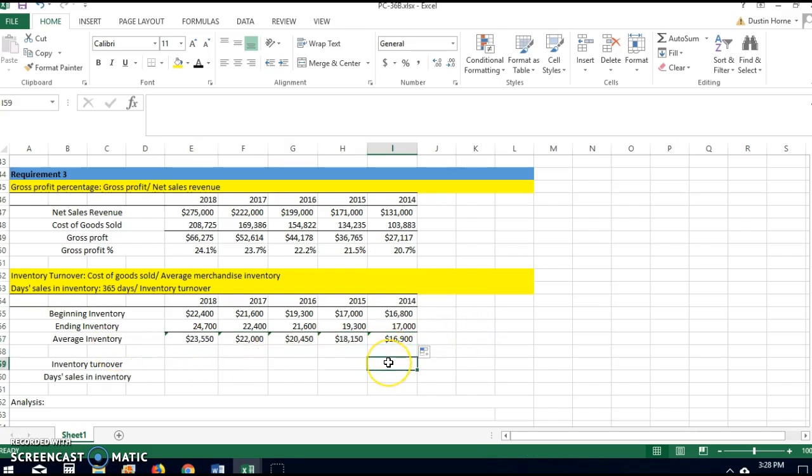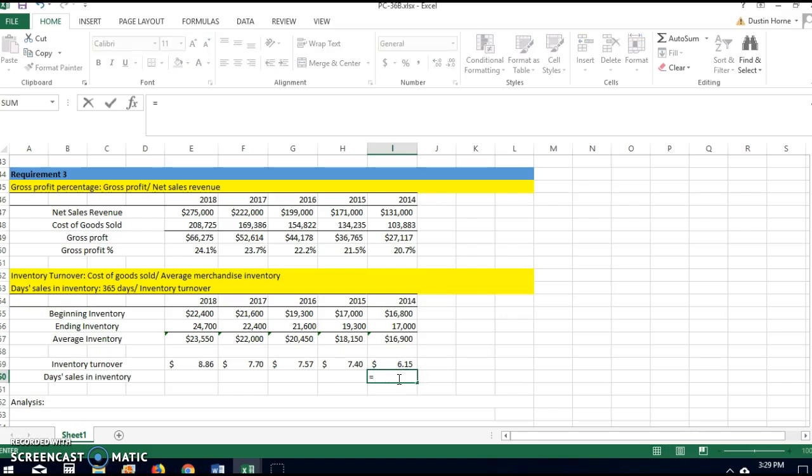So for my inventory turnover, what I'm going to do is take the cost of goods sold, which is up here, and divide by my average inventory. And this is not a dollar amount here, so I'm just going to leave that alone. And then I'm going to copy that over. Yeah, that should be fine. So this is our inventory turnover, and then we're going to do our days of sales.